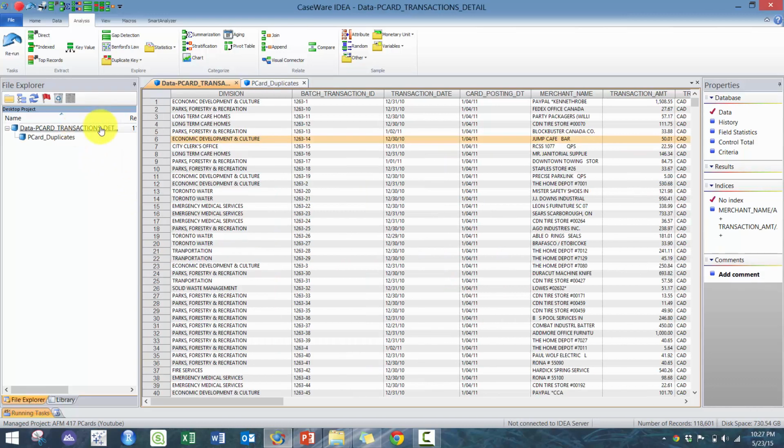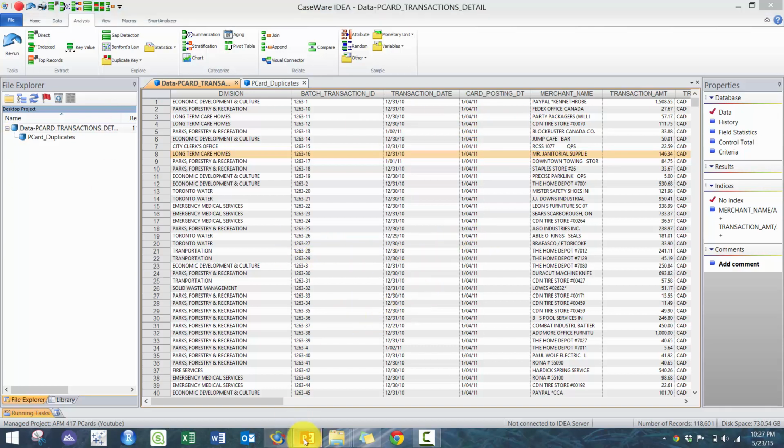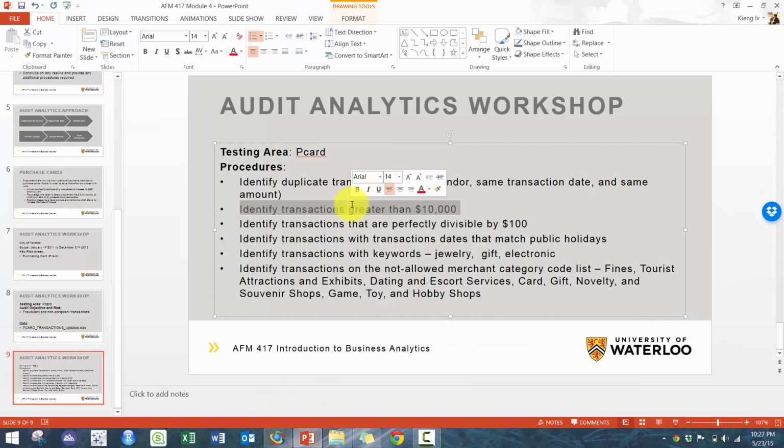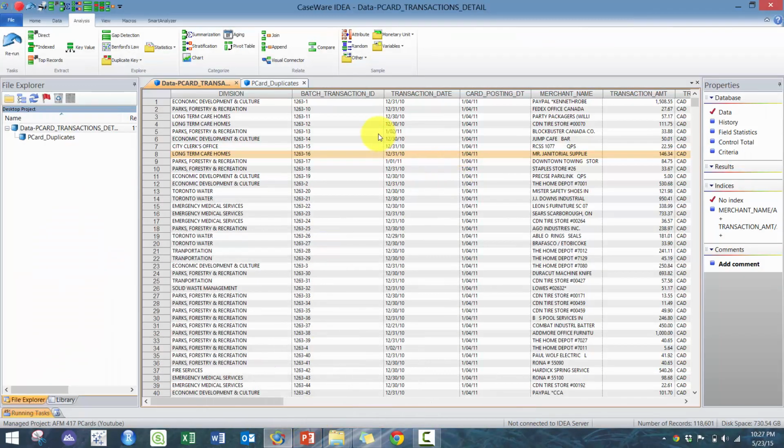It's a good starting point to analyze. Obviously, there's a series of other checks and balances that you could perform. You could normalize the merchant name, for example, before you run your duplicates, because I'm sure there are some that are very similar, or I'm not sure if they manually input it. Regardless, the next thing we're looking at is transactions greater than 10,000.